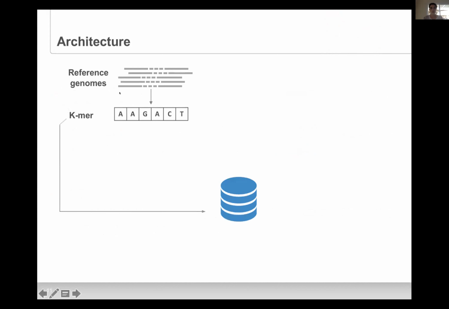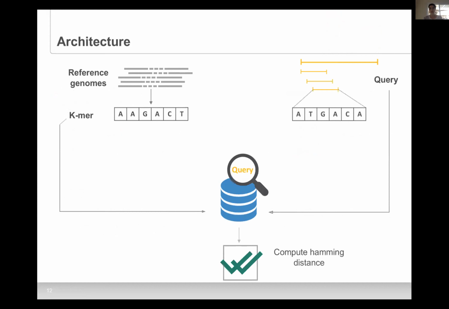We start with a bunch of genomes, we extract all the k-mers out of them, and we include them into our reference database. This is what happens at the map time. At the query time, we extract all the k-mers out of our query, and then we search them against the database. If a hit is found, we compute the Hamming distance between the database k-mer and the query k-mer, just to confirm. If the Hamming distance is within the user-specified threshold, we call this k-mer a match.